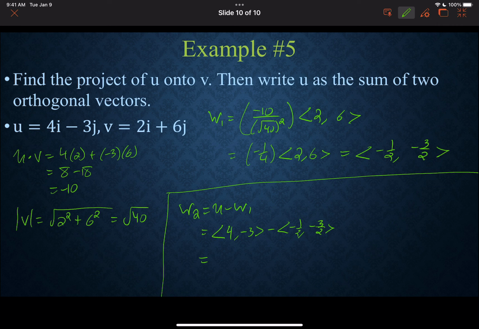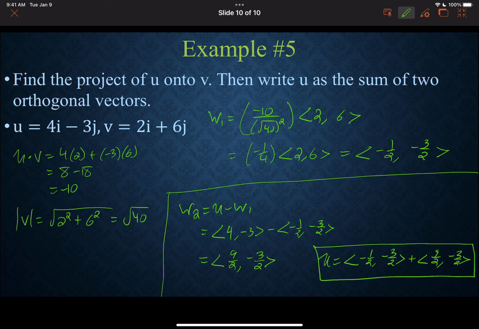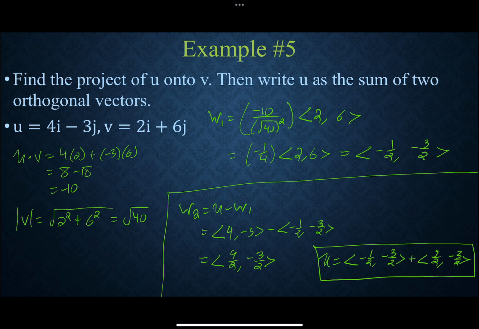So 4 minus a negative 1/2 becomes 9/2. Negative 3 minus a negative 3/2 is negative 3/2. So then we go ahead and say that u is equal to W1, negative 1/2 comma negative 3/2, plus W2, 9/2 comma negative 3/2. And that's our work with our dot product.